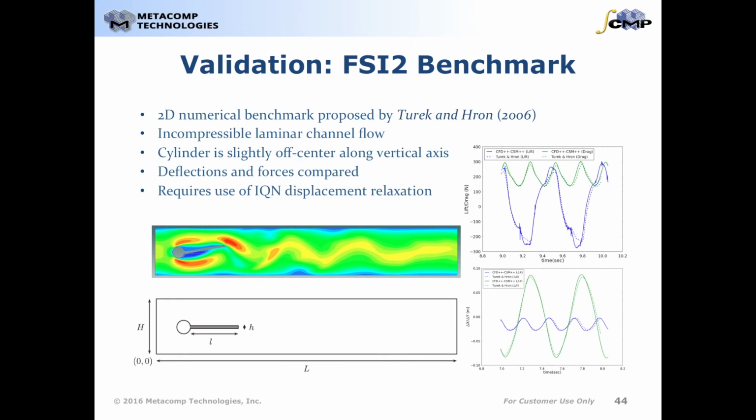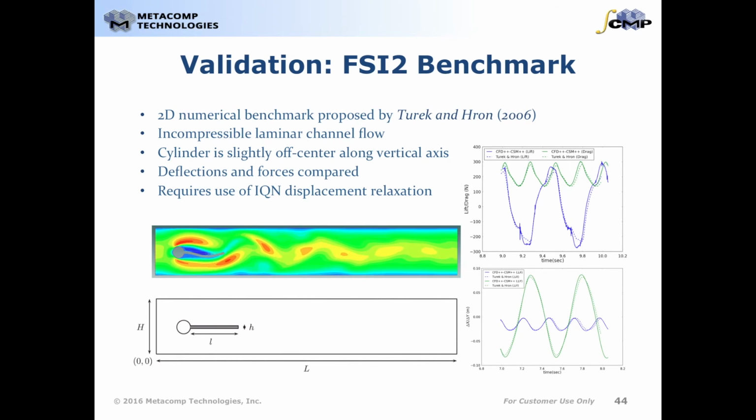And finally, let us look at another 2D numerical benchmark proposed by Turek and Hron. Here we have an incompressible laminar channel flow around a cylinder to which an elastic bar is attached. The velocity profile at the left channel inflow is parabolic. The cylinder is intentionally slightly off-center along the vertical axis to prevent the dependence of the onset of any possible oscillation on the precision of the computation.